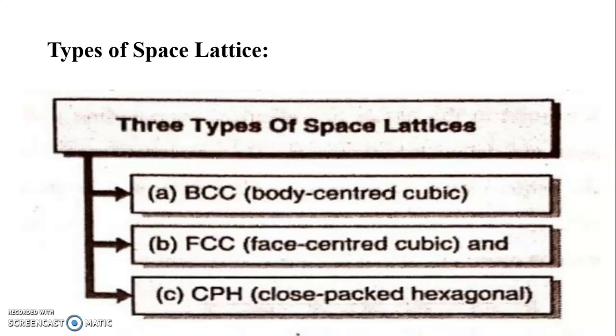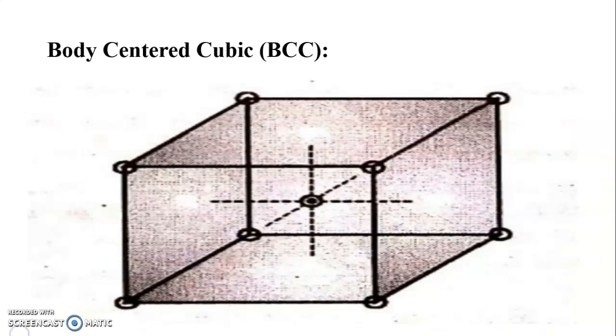Again, there are three types of space lattices: BCC, that is body centered cubic; second, FCC, that is face centered cubic; and last, CPH, that is close pack hexagonal. The first one is body centered cubic, BCC. In BCC, each corner atom is shared by 8 adjoining cubes, and the atom in the center cannot be shared by any other cube. So this is the BCC structure.